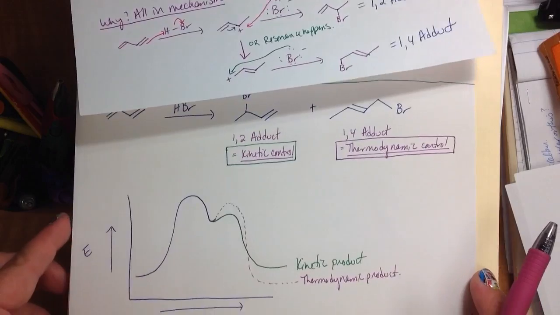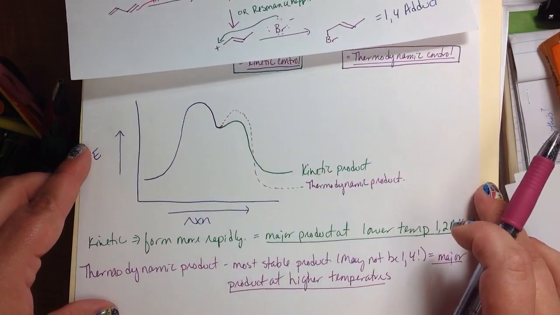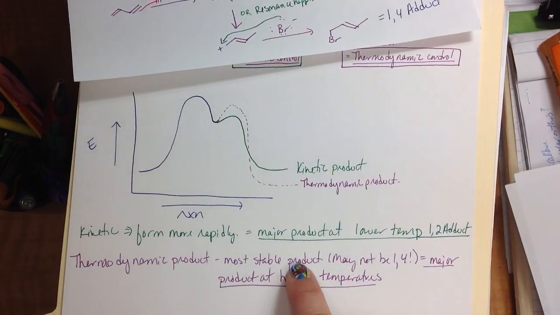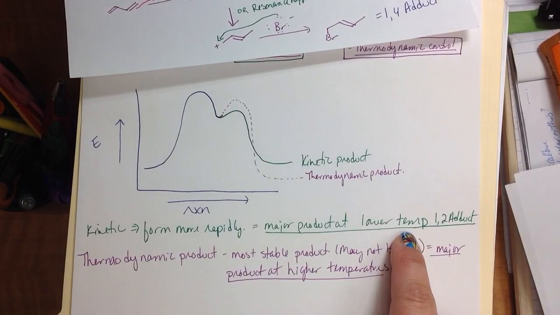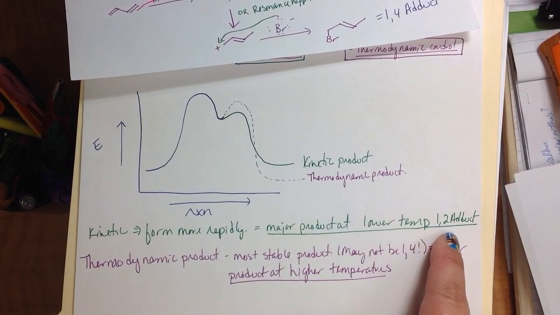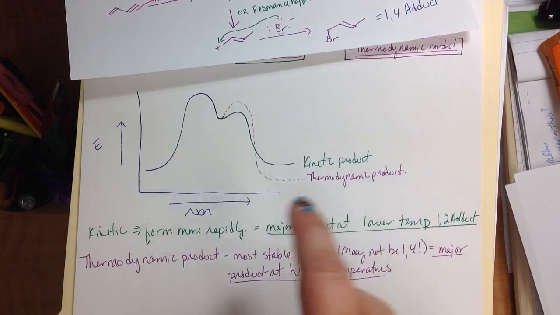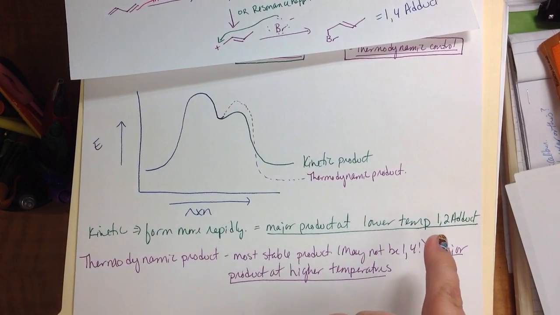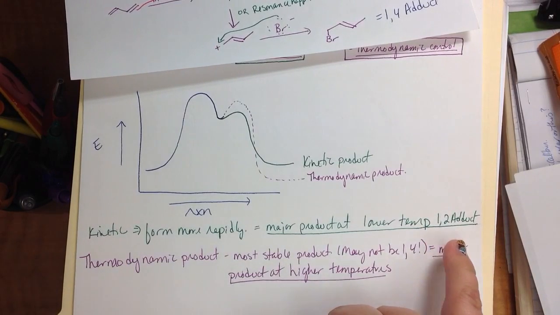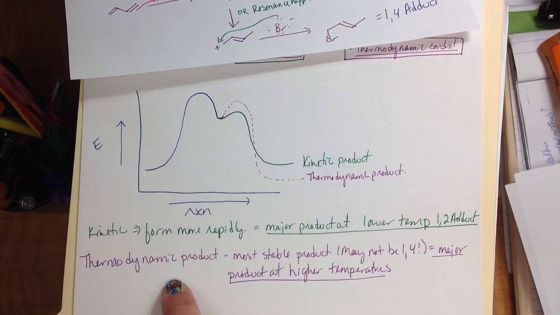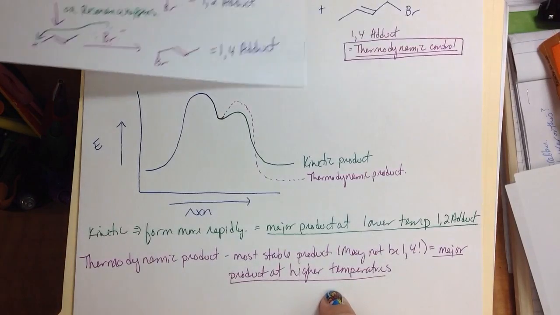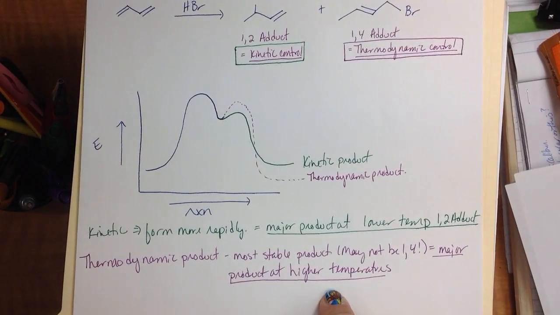Now, the kinetic product will form most rapidly, and it's going to be the major product at lower temperature. That's going to give you the 1,2 adduct. So the kinetic product will be the 1,2 product. The thermodynamic product is the most stable product, but this can be the 1,4. It could also be the 1,2 depending on what you're looking at. It's going to be the major product at higher temperatures.